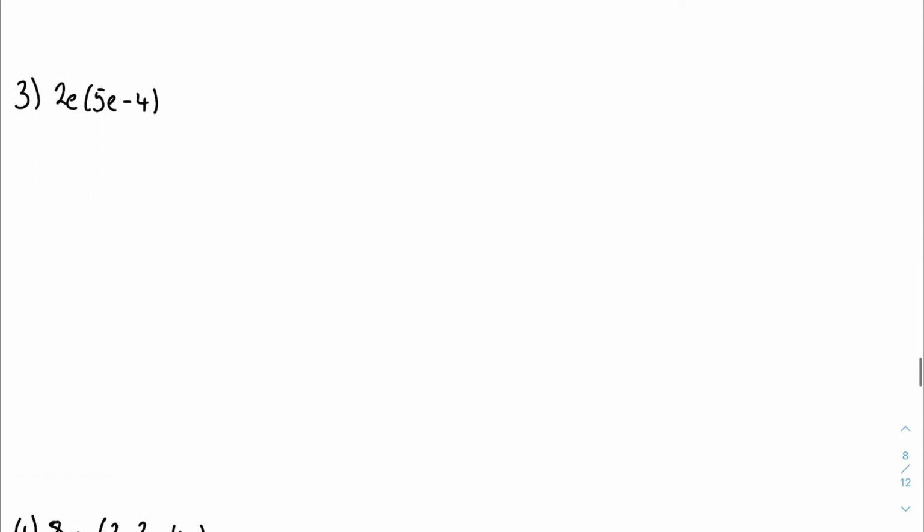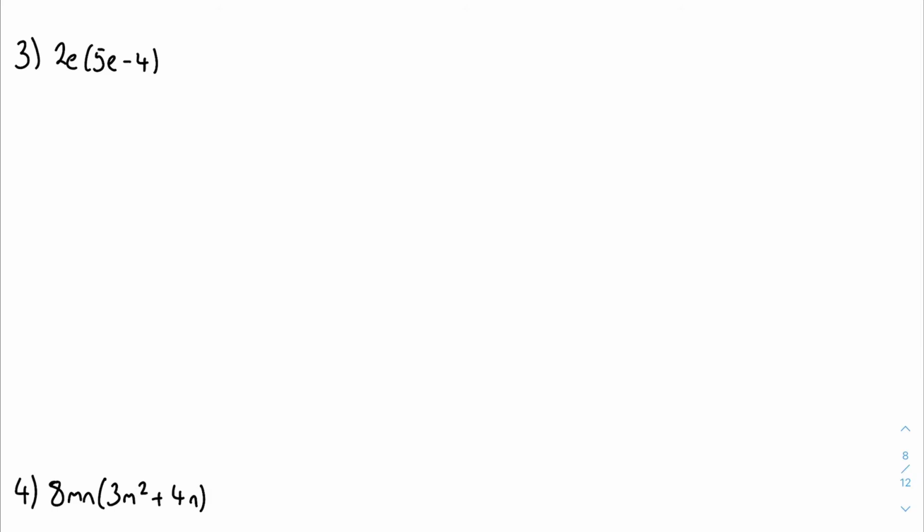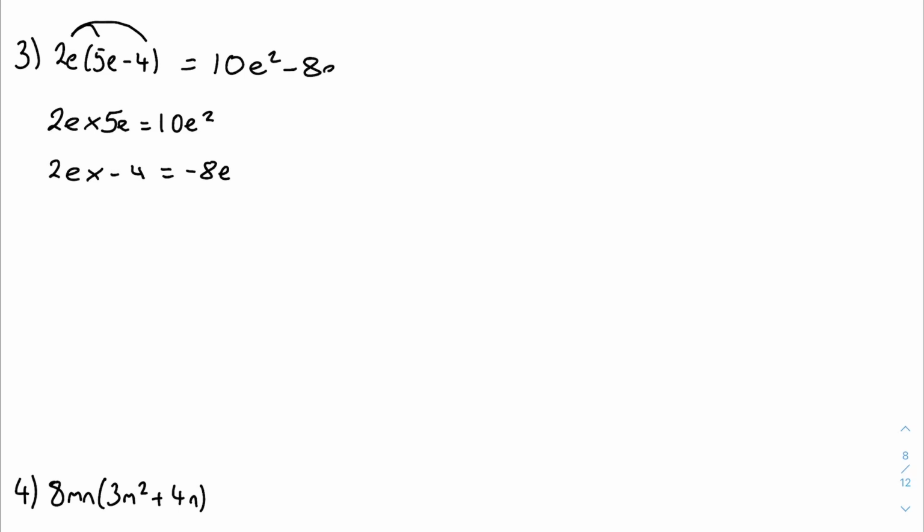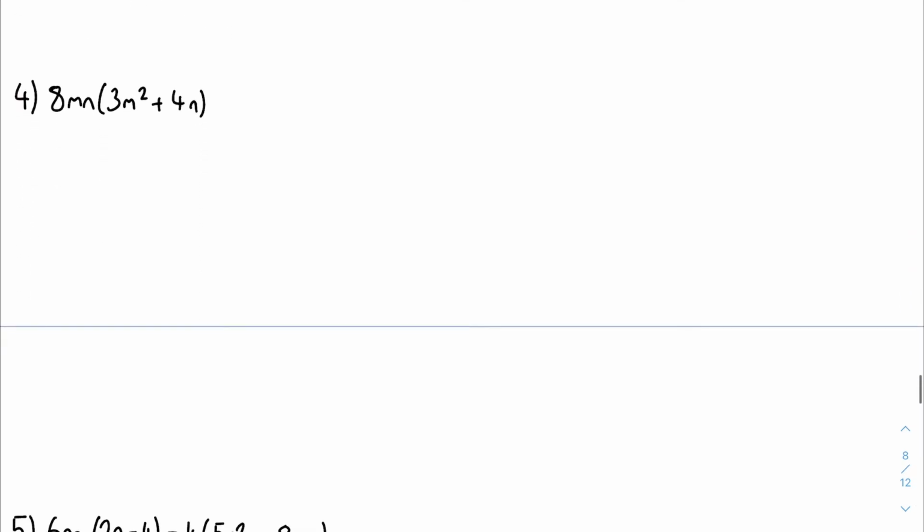Moving on to the next one, we're now going to be looking to expand this one. So we've got 2e bracket 5e minus 4. We'll draw on our multiplier lines. We've got 2e multiplied by 5e, which is going to give us 10e squared, and then 2e multiplied by minus 4, which is going to give us minus 8e. So our final answer for this one, we don't simplify it anymore. It's going to be 10e squared minus 8e. We can't join these together because one of the terms is an e squared term and the other is just an e term.